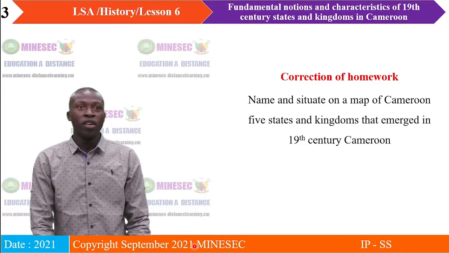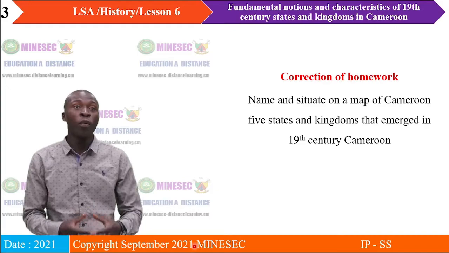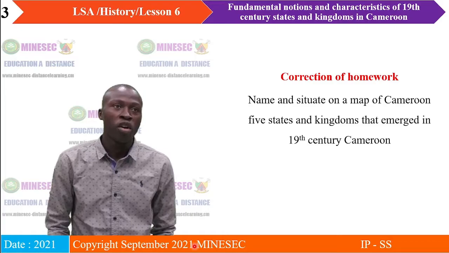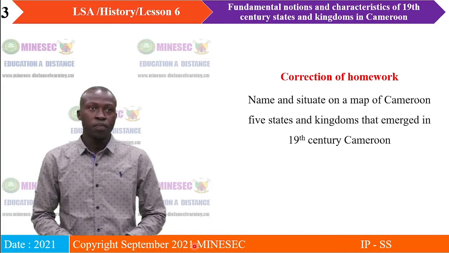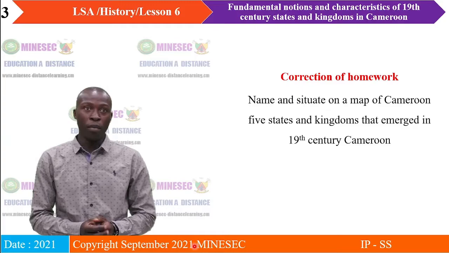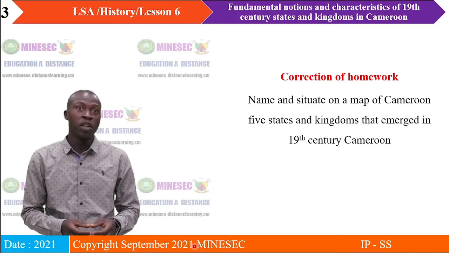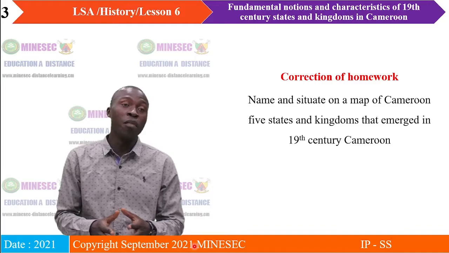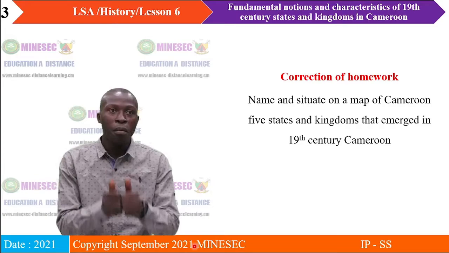To proceed with our lesson of today, it is important for us to do a correction of the homework which we had in the last lesson. It required you to name and situate on a map of Cameroon, precisely pre-colonial Cameroon, five states and kingdoms that emerged in the 19th century as a result of migrations, population movements.